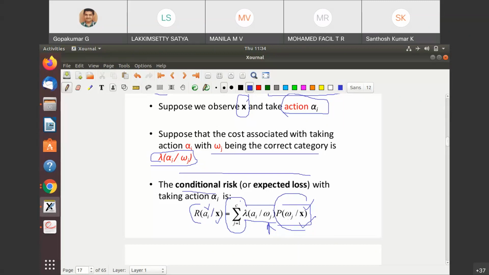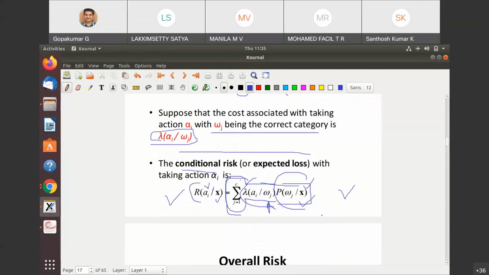Then the corresponding loss, what is the loss? These two are multiplied together and summed over all the possible classes. That is the definition of the conditional risk. This we can easily calculate for a given problem. That is the idea of conditional risk. And we know that the risk, the expected loss, has to be minimized.